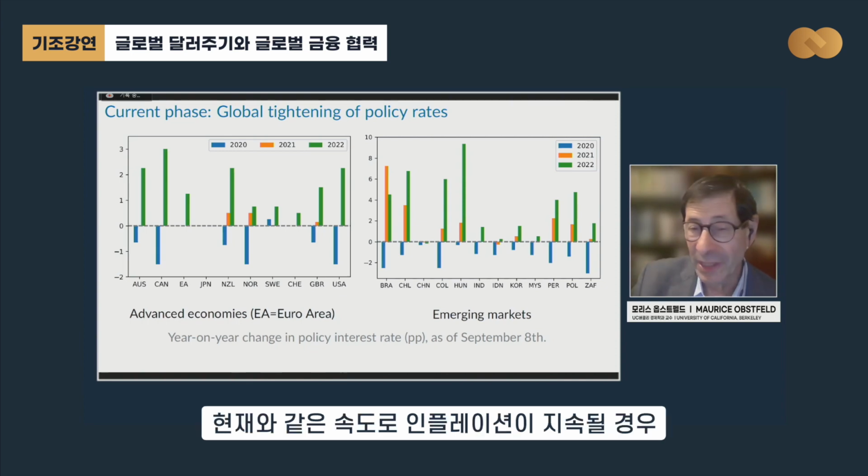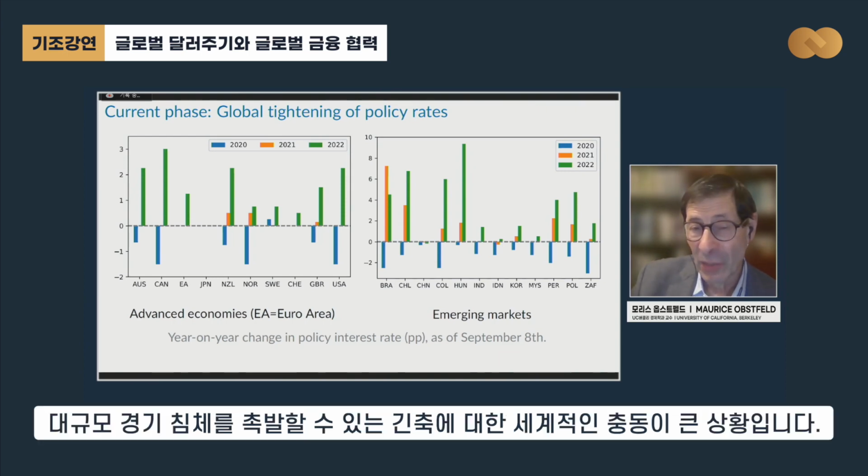The situation is one where there's a massive global impulse for tightening, which could set off a massive recession if it continues at the current pace.